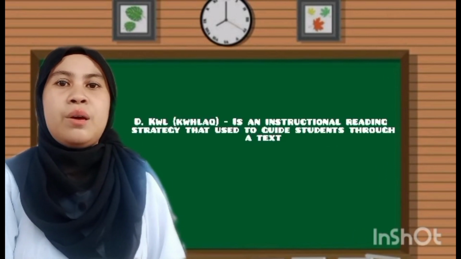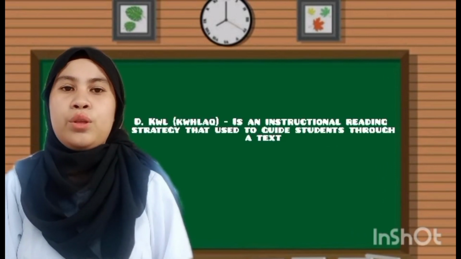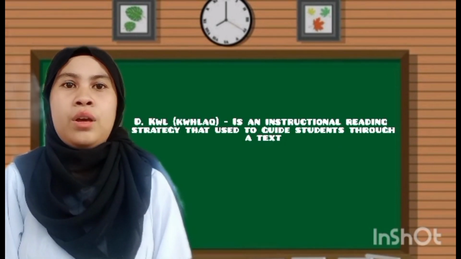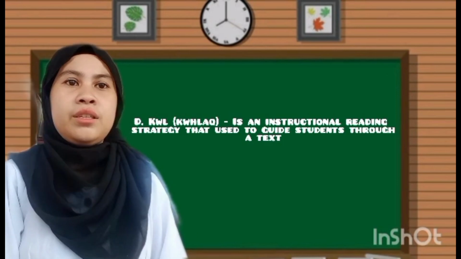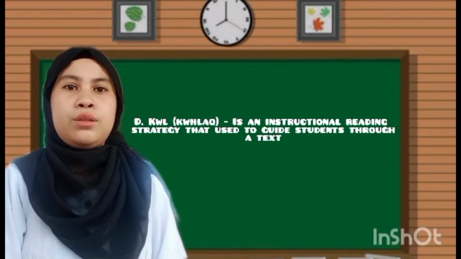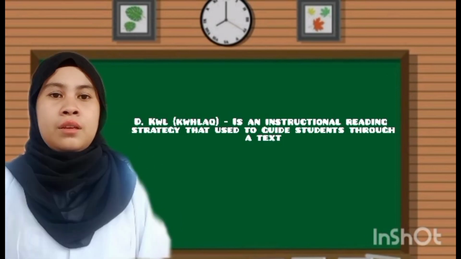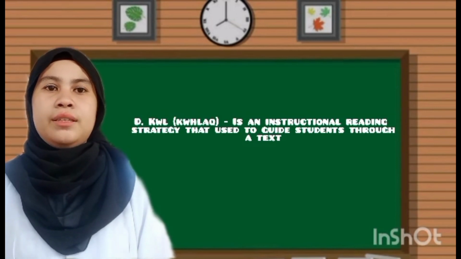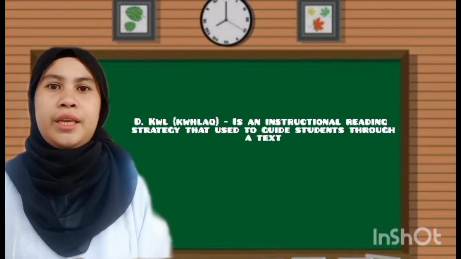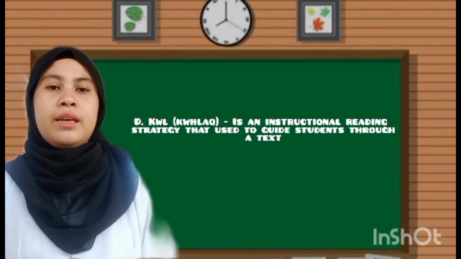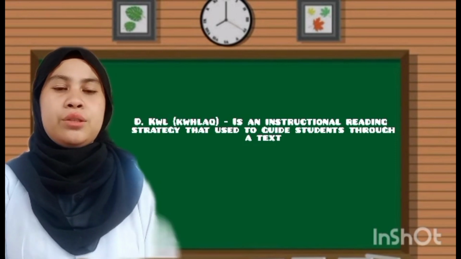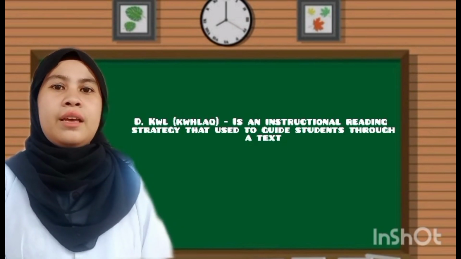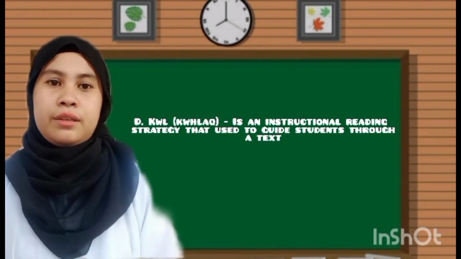And last, we have number four, which is the KWL, also known as KWHLAQ. It's an instructional reading strategy that is used to guide students through a text. KWL is a reading strategy that helps students organize their thinking before, during, and after a lesson by brainstorming what they already know, what they want to know, and then recording what they're learning.